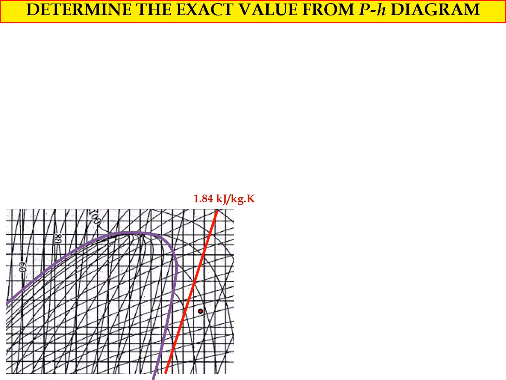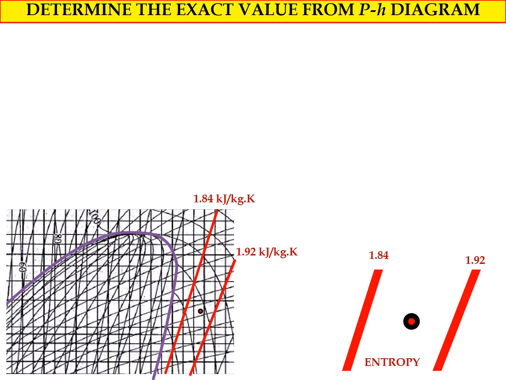Okay, let's say you want to determine the entropy value at that condition or at that point. So if you look at this example, the point will be located in between 1.84 kJ per kg Kelvin and also 1.92 kJ per kg Kelvin. So the value of entropy for the point will be in between 1.84 and 1.92. So what we have to do, we take these two lines.